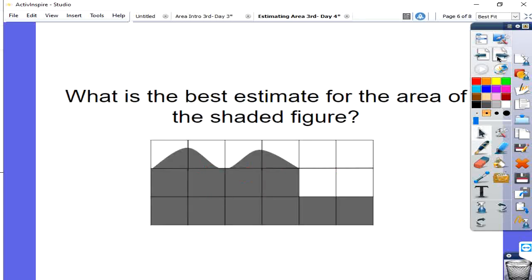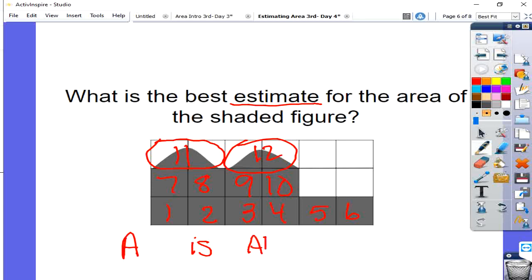Let's take a look at another one. The best estimate for the area of the shaded figure. What are we going to do first? If you said count the number of full squares, you are correct. Let's do that. 1, 2, 3, 4, 5, 6, 7, 8, 9, 10. There are 10 full squares. And then our last step would be to combine some of these shaded parts to be about a whole. I think I combine these two to make a whole, and I'll combine these two to make about a whole. Remember, it's not going to be exact. So our area is about 12 square units.